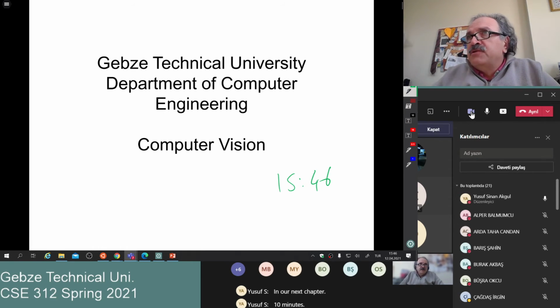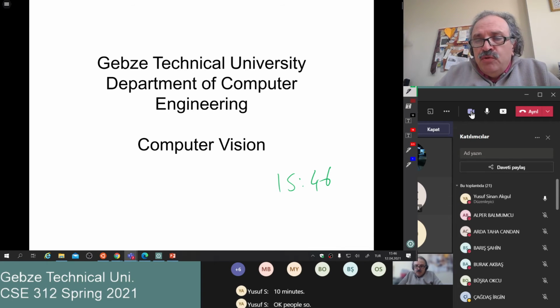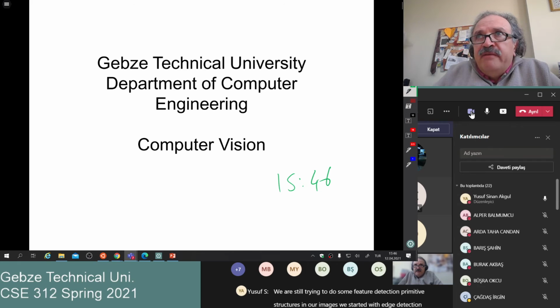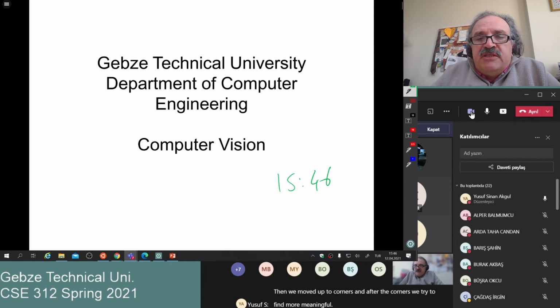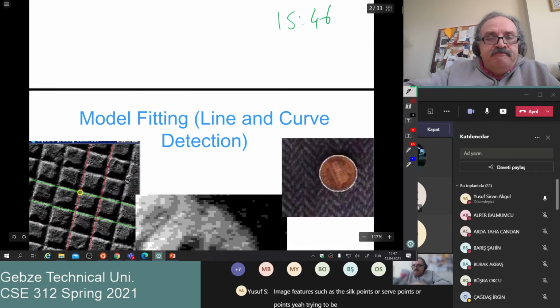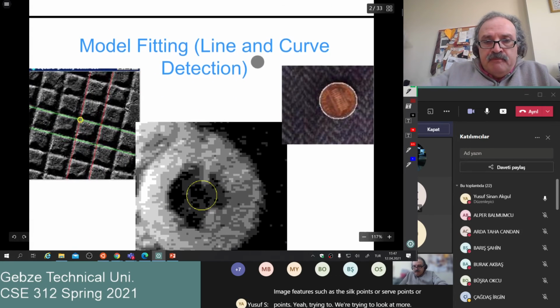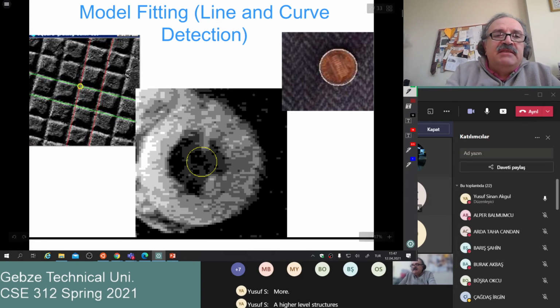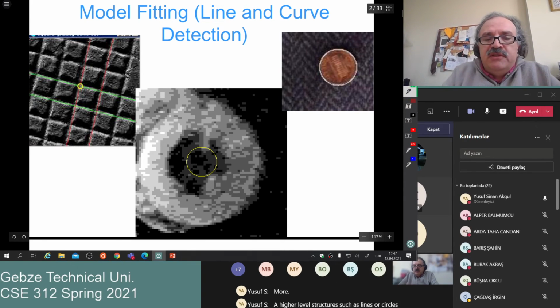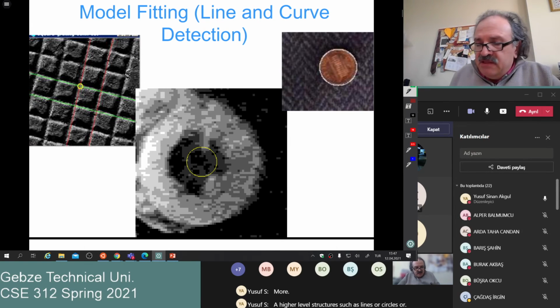Okay, people. So we are still trying to do some feature detection, primitive structures in our images. We started with edge detection, then we moved up to corners, and after the corners we try to find more meaningful image features such as the SIFT points or SURF points or ORB points. Now we are trying to look at higher level structures such as lines or circles or arbitrary shapes such as this one.